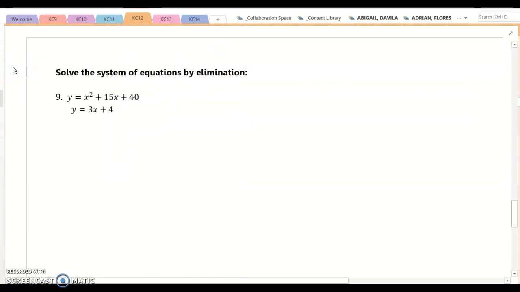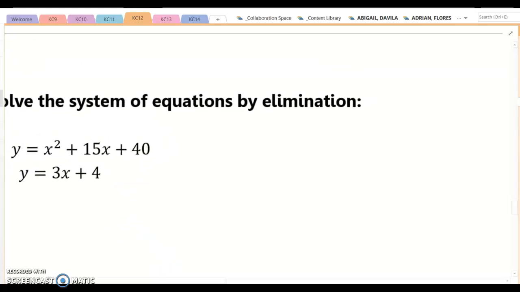So our next one is solve the system of equations by elimination. I know it's been a second since we've done elimination and substitution. That was all the way back in KC 5, right? We're now in 12. So let's go through. Remember, elimination is when you're trying to get rid of either x or y, right? The reason we call it elimination is you're trying to eliminate one of the variables.